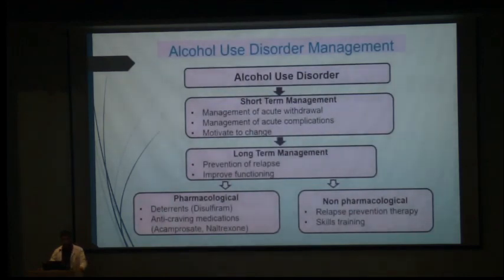Okay, so this is how a normal alcohol use disorder management flowchart looks like, where it starts from short-term management of withdrawals and acute complications, and leads to long-term management, which is prevention of relapse. And this is where anti-craving agents, today's topic, come into the picture.